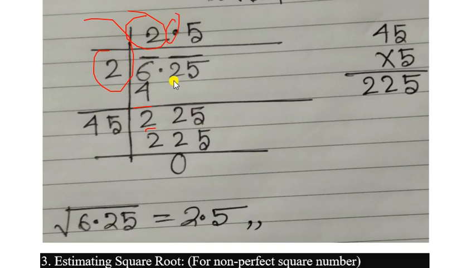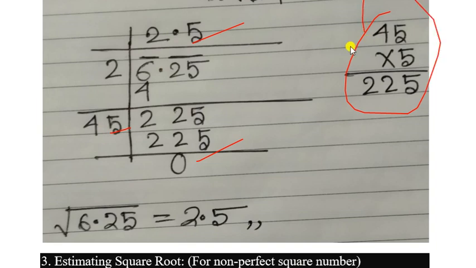Now next step, these 2 digits will come down: 25. Now here I said we have to multiply our quotient by 2. So 2 into 2, 4. Now we have to take any digit. For that we try to get 225 only. So I try to take 5 here, so 5, here also 5. That means you have to multiply 45 into 5. Then you will get 225. So the square root of 6.25 is 2.5.